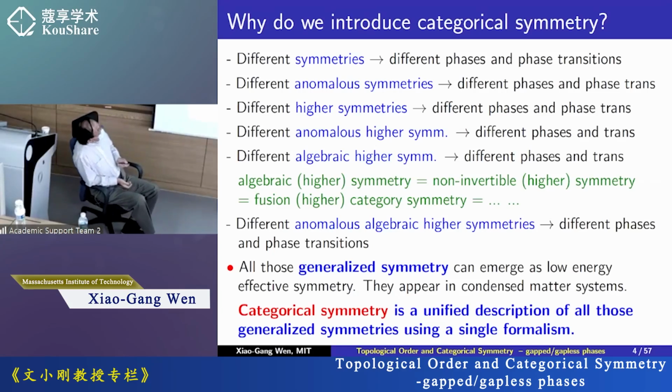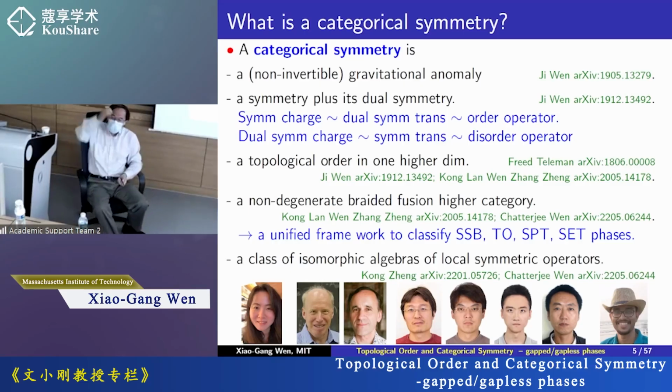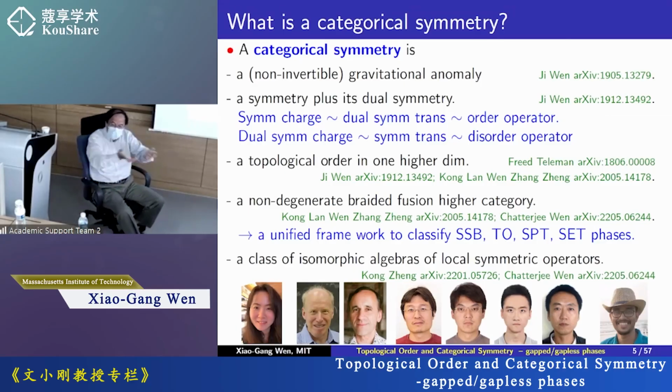Then what is categorical symmetry? I already mentioned a little bit. Symmetry and anomaly are related. So actually, categorical symmetry is a gravitational anomaly, mostly a non-invertible gravitational anomaly. And it's a symmetry plus dual symmetry. Basically, when we have a critical theory, we know there's an order operator and a disorder operator. If you put order and disorder operators together on the same footing, then that's some flavor of categorical symmetry. Viewing these two together on the same footing is another point of view for categorical symmetry.